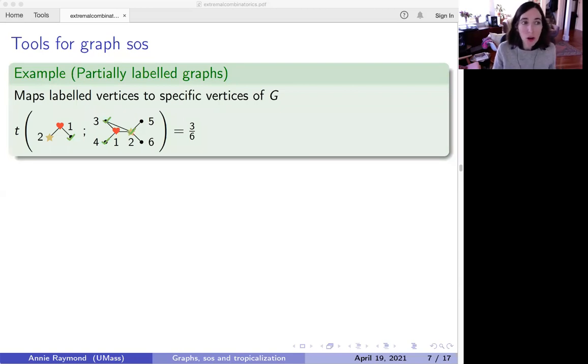So this homomorphism density of this partially labeled graph within some target graph G, which I put here, is 3/6. Does that make sense? Any questions about partially labeled graphs?